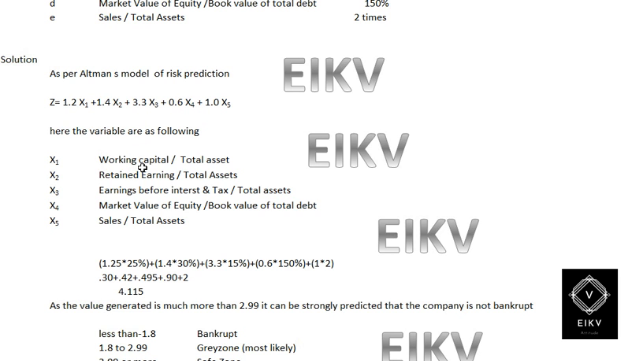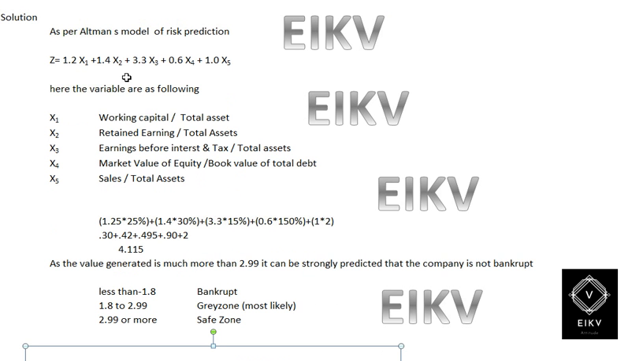X1 is equal to working capital divided by total assets, X2 is equal to retained earnings divided by total assets, X3 is equal to earnings before interest and tax divided by total assets, X4 is equal to market value of equity divided by book value of debt, and X5 is equal to sales divided by total assets. So we need to substitute the ratios of these figures into this Z-score formula.